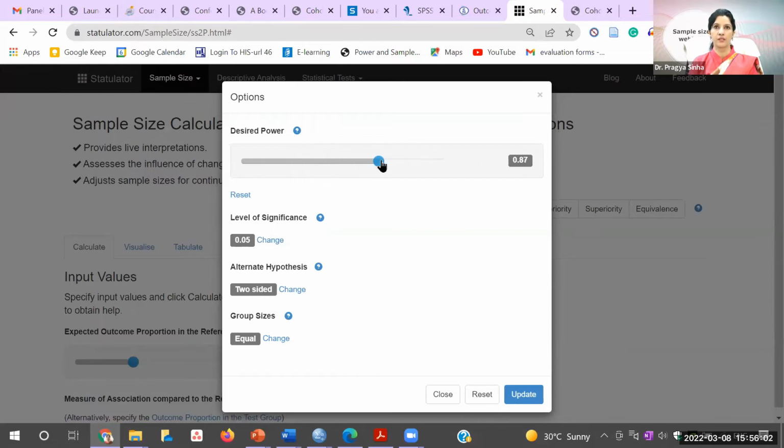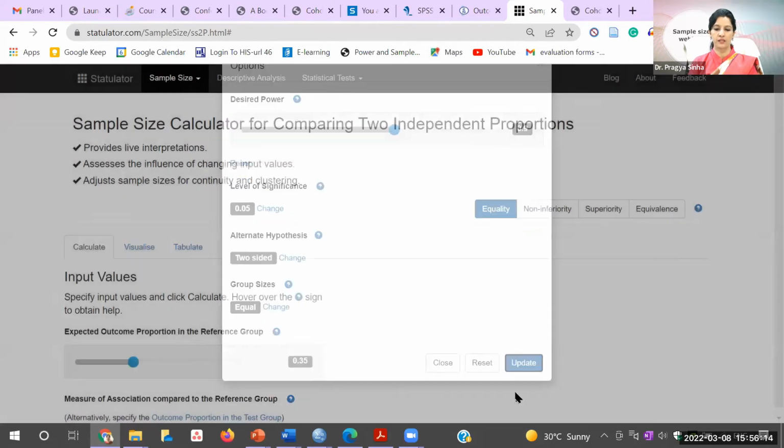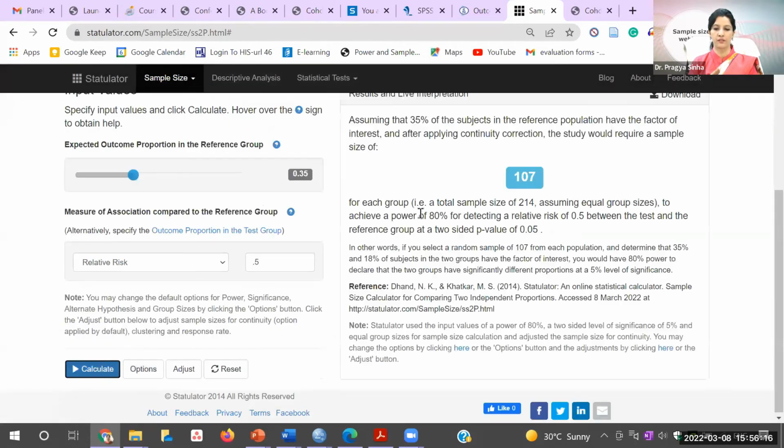So now it is 0.9. And this level of significance was 5%, so I will not change it. The alternate hypothesis was two-sided and group sizes were equal. So I'll just update this and I'll calculate this. So it is 107.